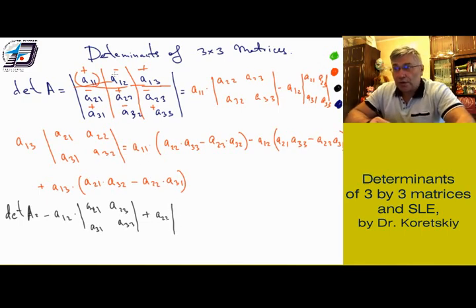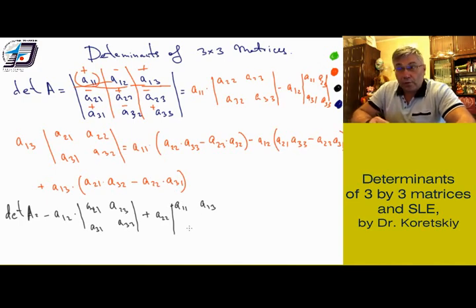I have to cross out this column and this row. And I have A21, A23, A31, and A33.